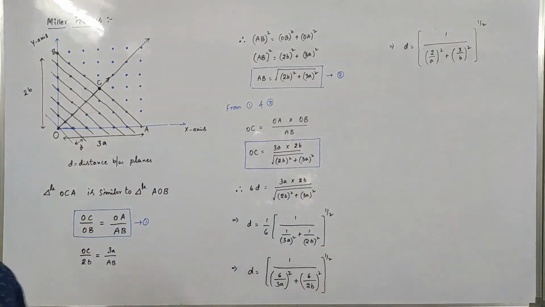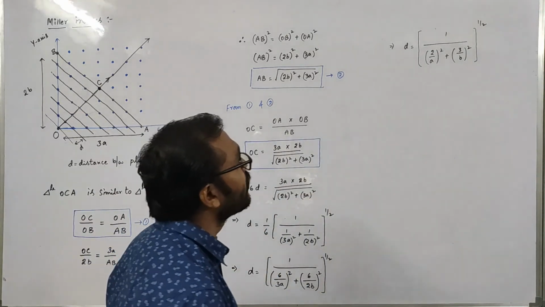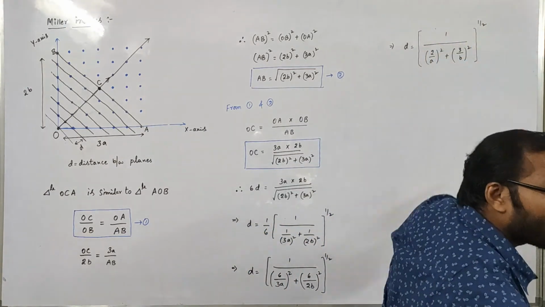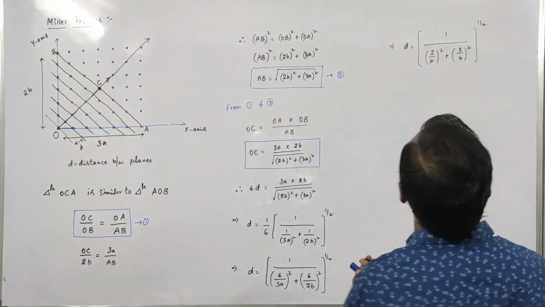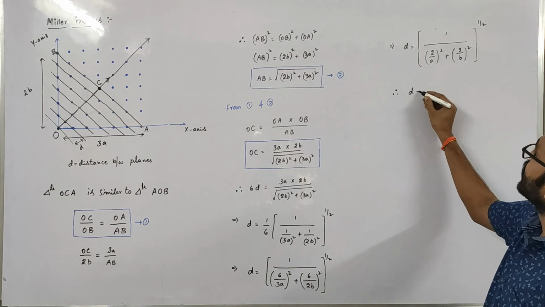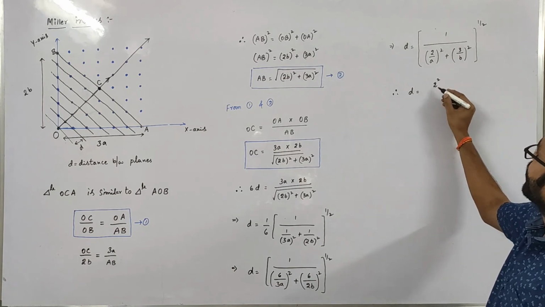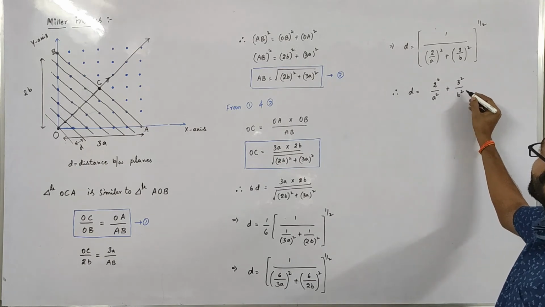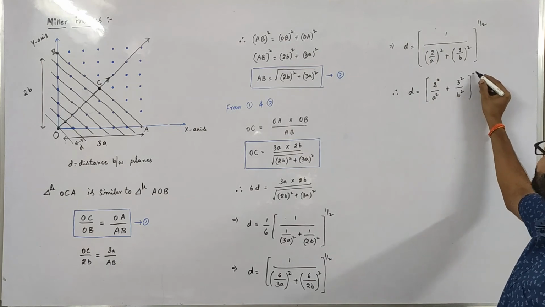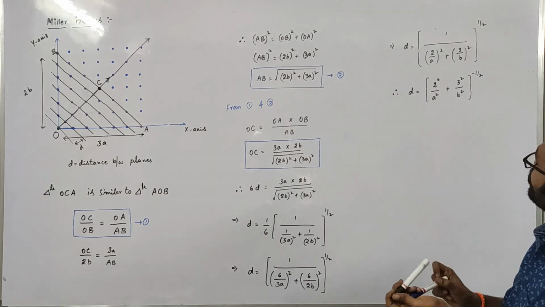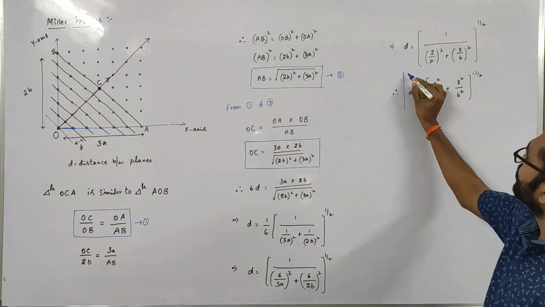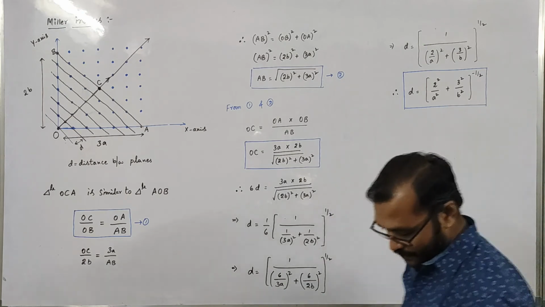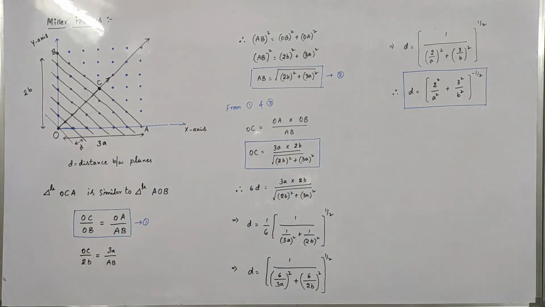Then what can you write this as? The total thing goes to the numerator, and I can write this as power minus 1 by 2. Therefore, D is equal to 2 square by A square plus 3 square by B square, whole power minus 1 by 2. So this is the equation for the distance between planes. Any doubt in this? Then write down.